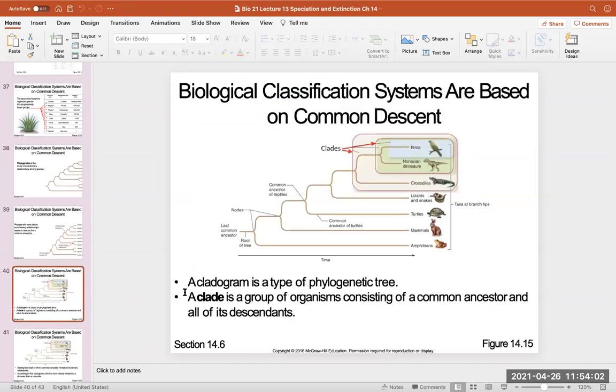Then the definition of a clade, cladogram. This is a cladogram. When you create the phylogenetic tree, it's called a cladogram. One clade is a group of organisms that share a common ancestor. This is one clade, this is one clade, they're sharing a common ancestor. Birds are more related to dinosaurs than they are to crocodiles. So this is a phylogenetic tree.